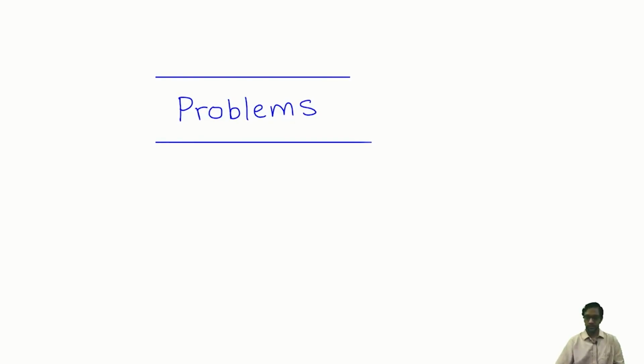Let's do some problems. So here's the first problem. Suppose I have a finite group G. So let G be a finite group and let K be a field.